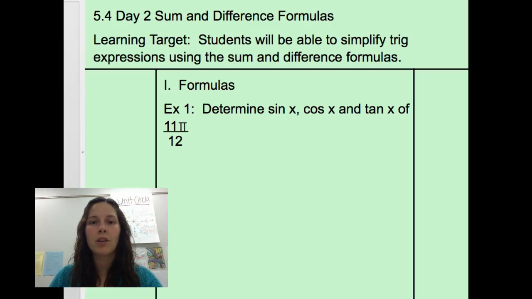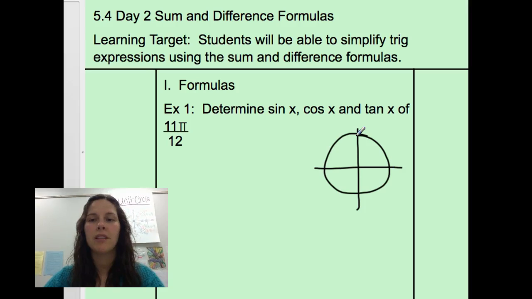We're going to take a look at one more example for our sum and difference formulas. This time we're looking for sine, cosine, and tangent of 11 pi over 12. So the first thing that I think about when I'm trying to figure out which two unit circle values add up to it is which quadrant I'm landing in.